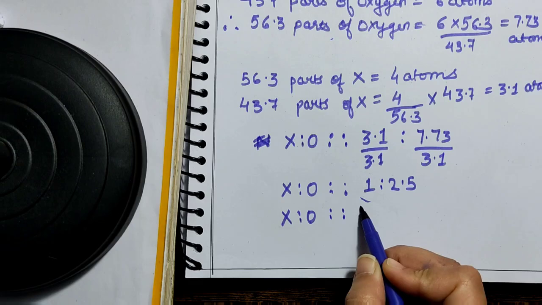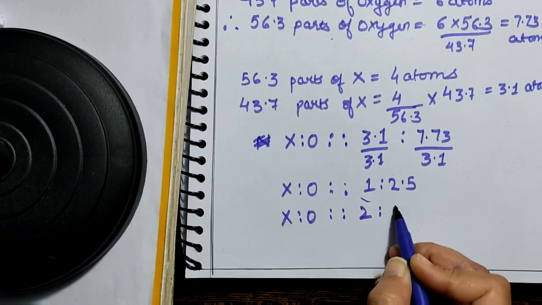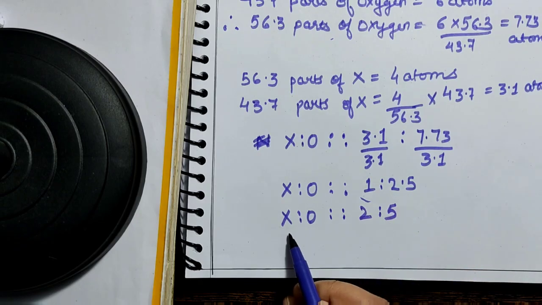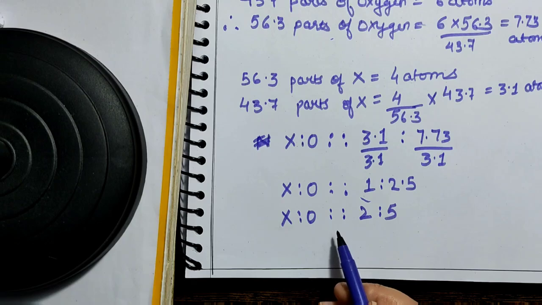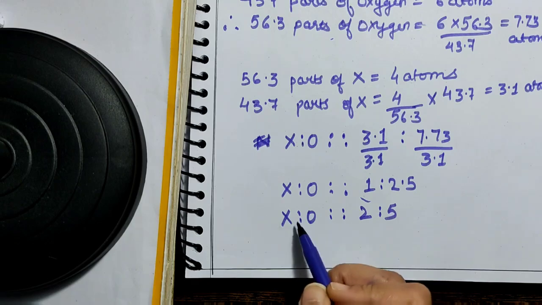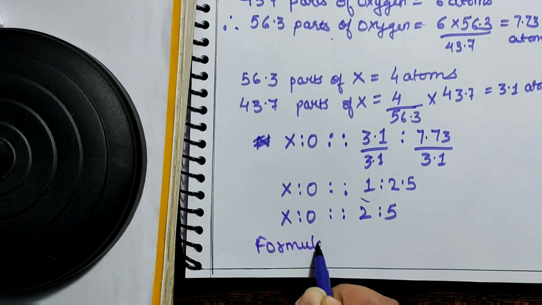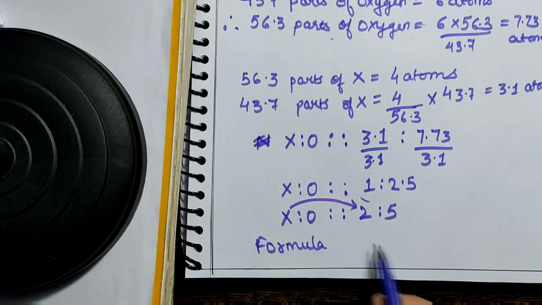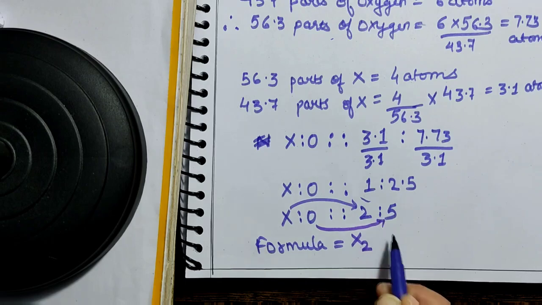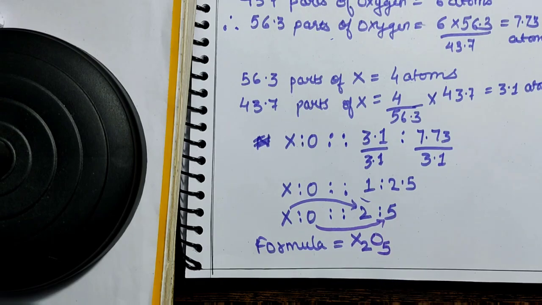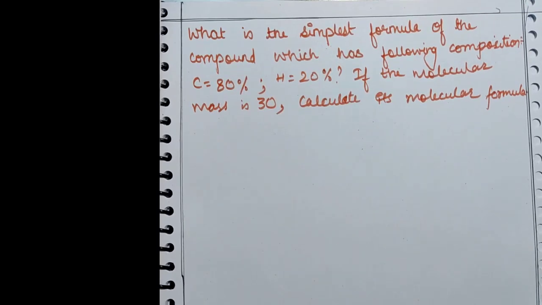1 into 2 is 2. And 2.5 into 2 is 5. Therefore, X to O is present in the ratio 2 is to 5. Now to find out the formula, what we will do? Simply X is corresponding to 2, so X2, and O is corresponding to 5, O5. Therefore, the formula of oxide 2 is X2O. Now, moving to our next question.